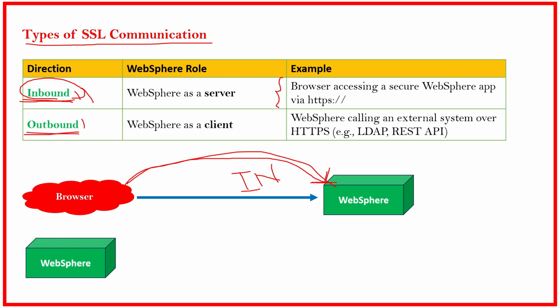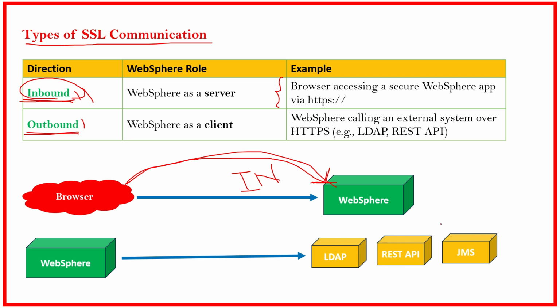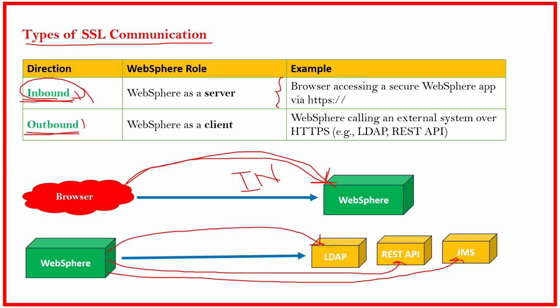Now there could be a situation where WebSphere is initiating a request to some other third party. For example, maybe your WebSphere is configured with LDAP for user names and passwords for identity. Maybe it is calling some REST API for certain integrations. Your WebSphere may have an integration with some third-party JMS services. That means the request is getting initiated from your WebSphere and going to some other systems. So in this way, you will have an outbound, right? It's simple. The request coming from the browser to WebSphere is called inbound, and the request going outside from WebSphere is called outbound.